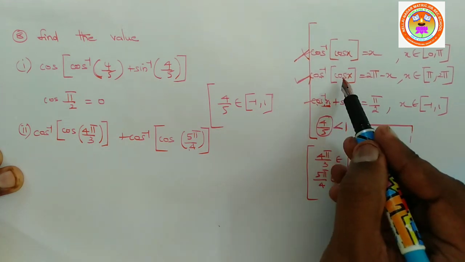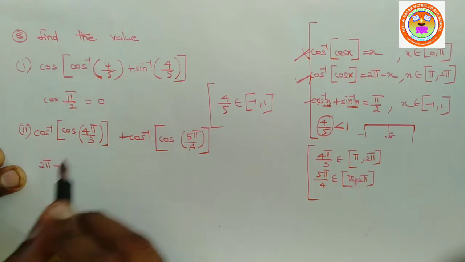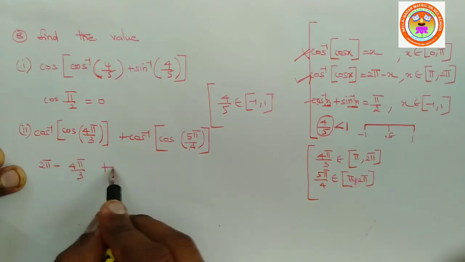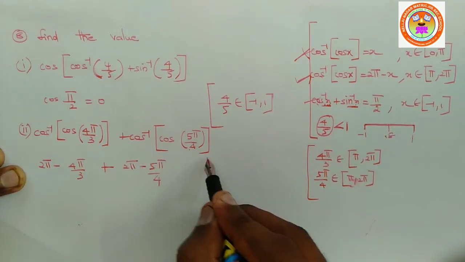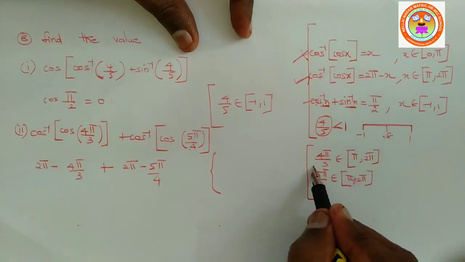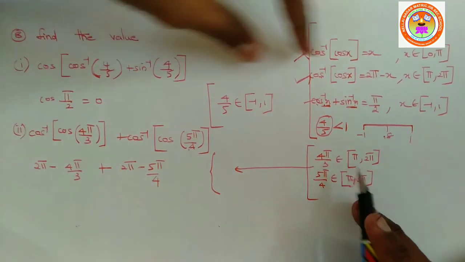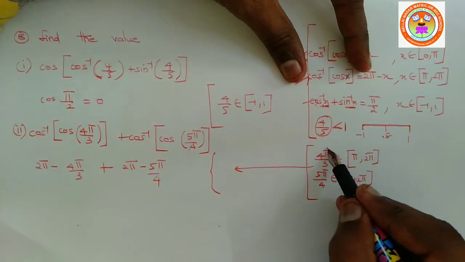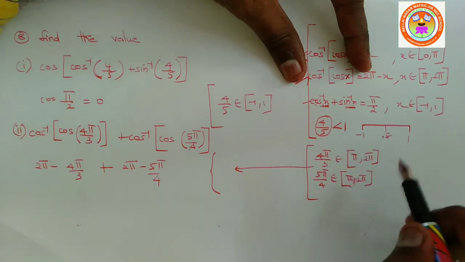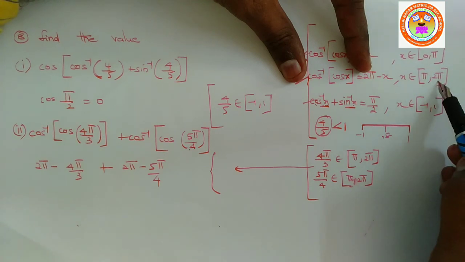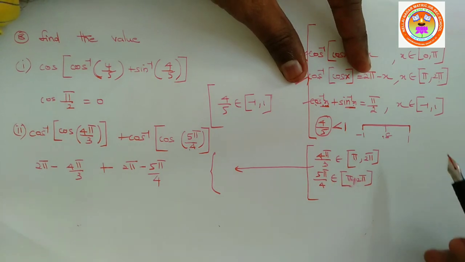How? Cos inverse of cos x is nothing but 2 pi minus x. So I can write 2 pi minus 4 pi by 3, plus the same here, 2 pi minus 5 pi by 4. If you want, you can write the condition: 4 pi by 3 belongs to pi comma 2 pi, 5 pi by 4 belongs to pi comma 2 pi. If you want, you can check. What is pi by 3? Pi by 3 is 60. 60 into 4 is 240. 240 lies above pi but below 360. So it lies here only. 5 pi by 4, 5 into 45, also lies above pi but below 360.